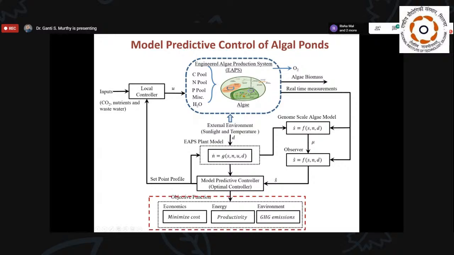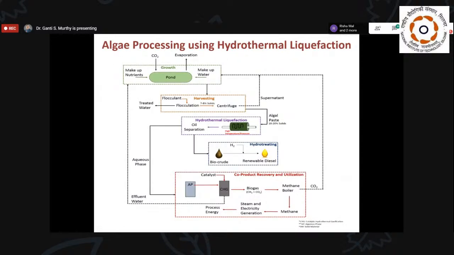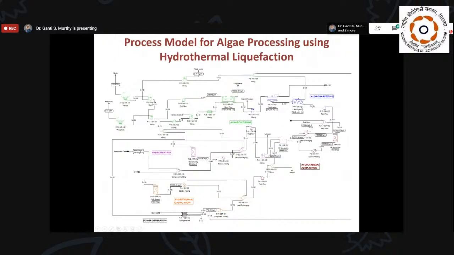So focusing on the objective function itself. In order for us to develop that objective function, we did a process model. This is our growth model that you see on the top, and there is harvesting, hydrothermal liquefaction, converting that algal biomass into bio oil, and the whole process that happens there. So we wanted to generate the techno-economics of it.